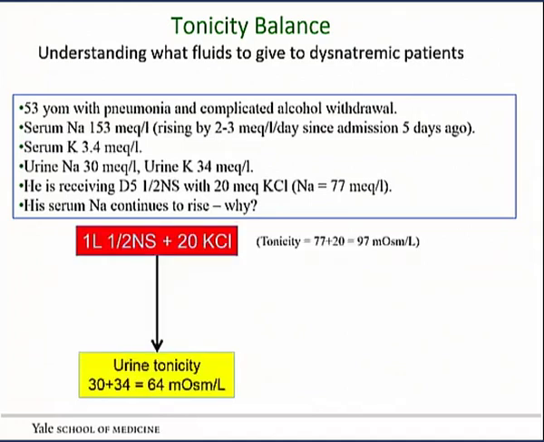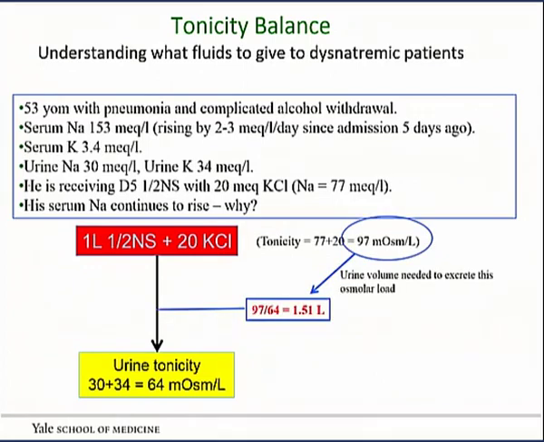So let's do the math. You gave him a liter of half normal saline with 20 of K. That's 97 milliosms per liter. 77 from sodium, 20 from potassium. But the urine tonicity, what the kidney is getting rid of, is only 64. 30 of sodium, 34 of potassium.